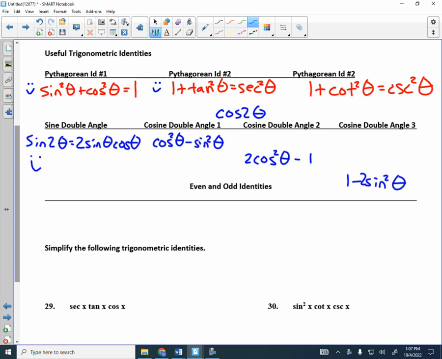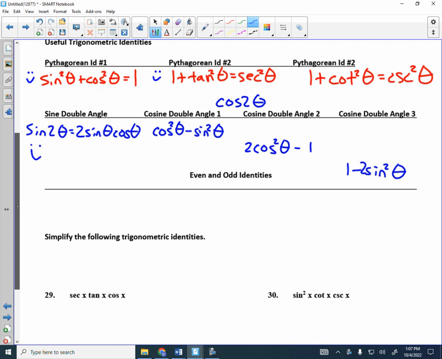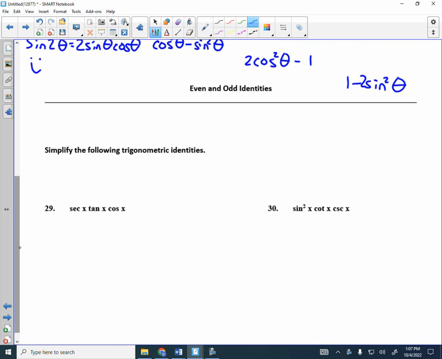If there's one of these I'm going to use on the test, which one do you think I'm most likely to use? Without a doubt, this is the absolute must-knowledge piece. Okay? All right. Even and odd identities, this is something that can be useful.